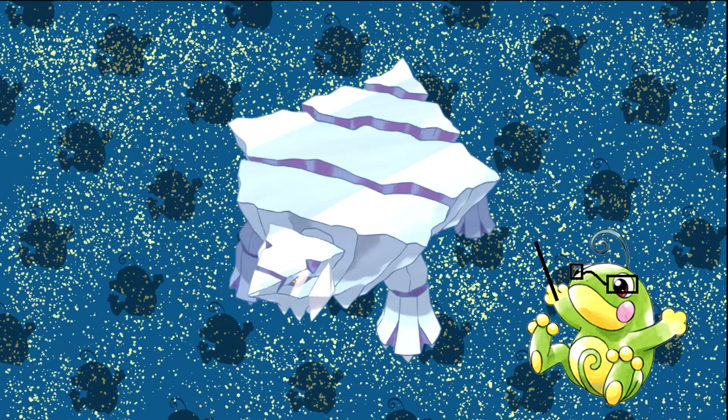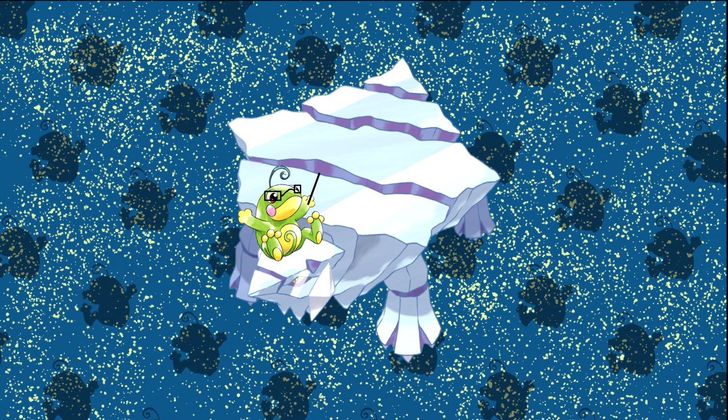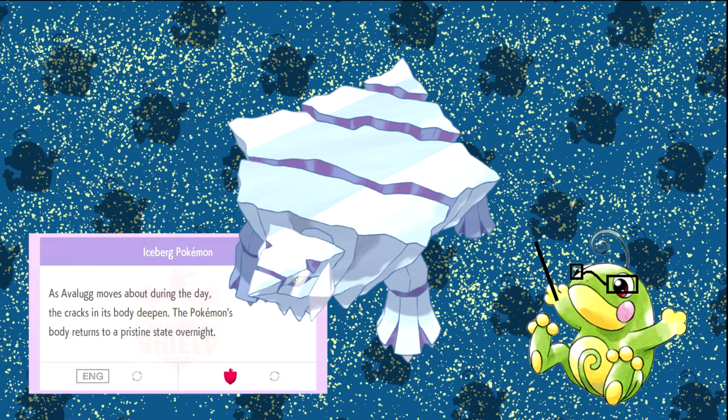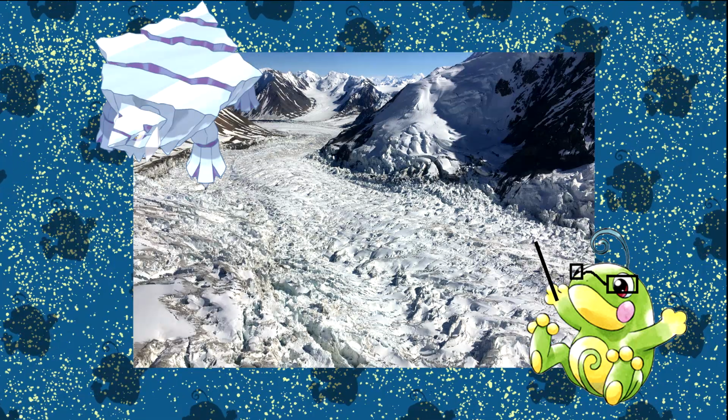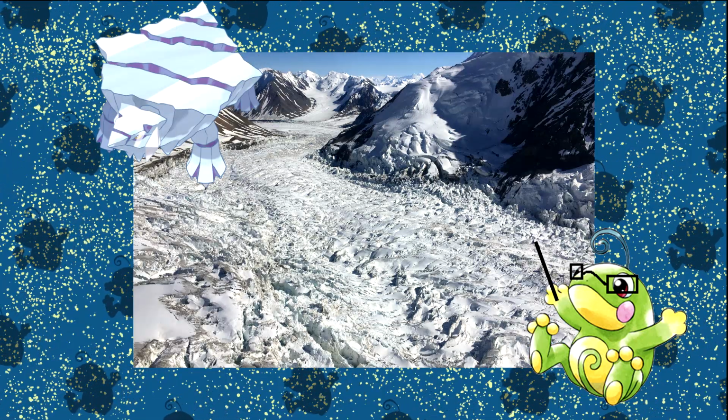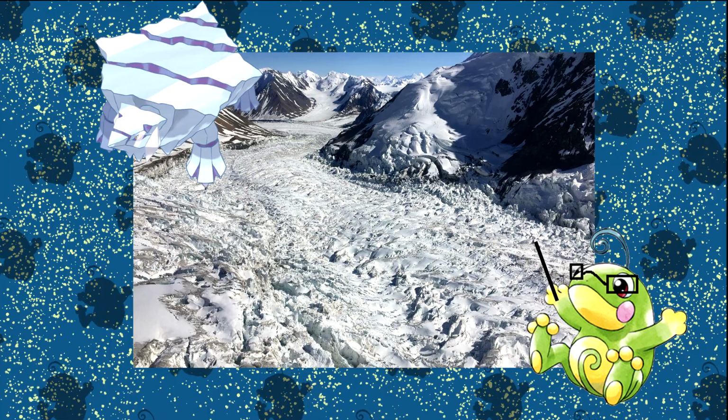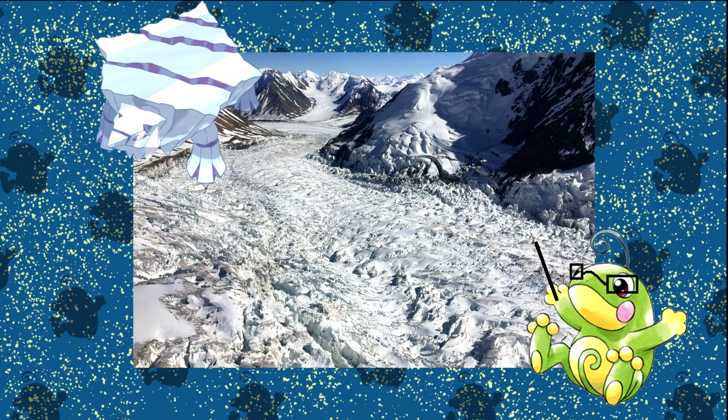The most notable feature of this Pokemon are the large cracks in its ice found on their back, mentioned directly in the Shield Pokedex. While the cracks seal on Avalugg every night, these cracks can be found in some real-world glaciers, resulting from rapid glacial movement known as glacial surges.